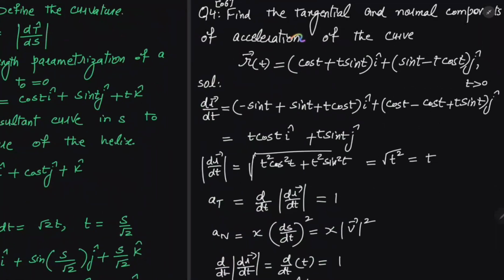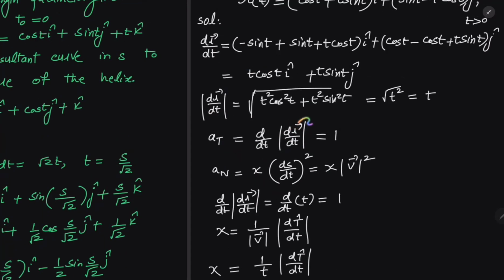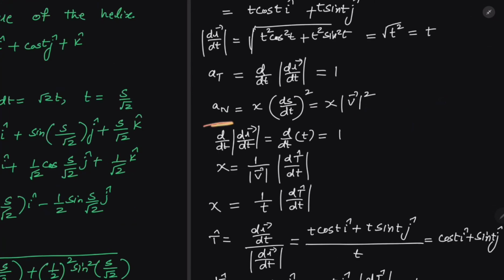In question number 4, it has been asked to find the tangential and normal components of acceleration, and r(t) is given over here. So first we differentiate and take the magnitude, which gives us the speed. The tangential component is the derivative of speed. Speed is not a constant. You can see that it is a function of t. So the tangential component is 1. And the normal component, from the theory, we know that it is curvature times the velocity vector magnitude squared.